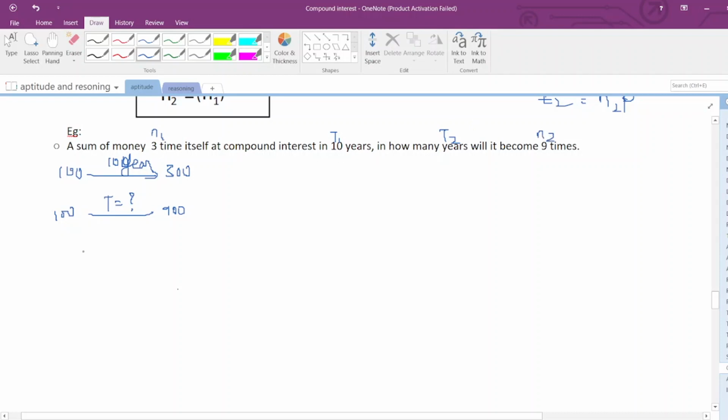So now substitute in the formula: n2 by n1, which is 9, is equal to 3 whole to the power of t2 by t1. t2 we don't know, and t1 is 10 years. So 9 we can write as 3 square, right? So 3 to the power of t2 by 10. Now the bases are equal, so we can equate the powers, right? t2 by 10 is equal to 2, so t2 is equal to 20 years. So in 20 years it will become 9 times.